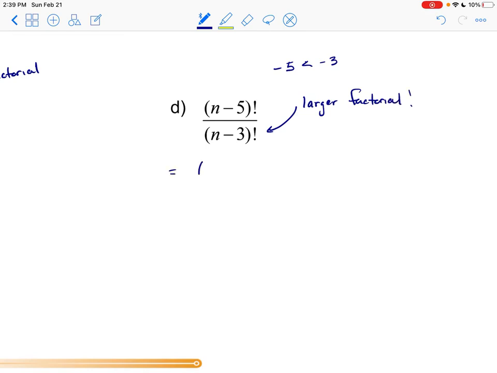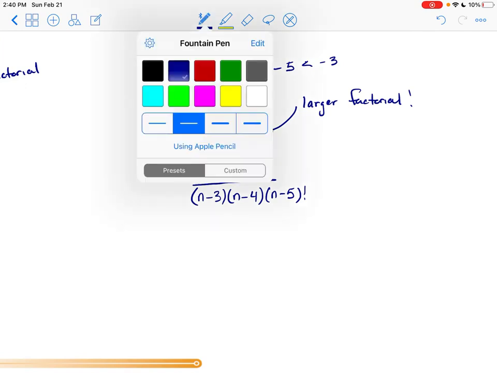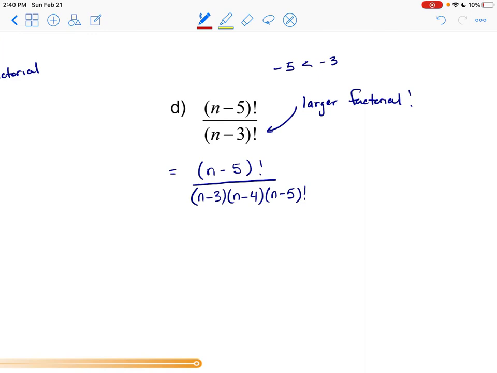Because when we break n minus 3 out, we'll start with n minus 3. The next is going to be multiplied by n minus 3 minus 1. It would be the next one. So minus 3 minus 1 is minus 4. And we keep going that way, getting successively larger, but in the negative direction. So that will bring us to an n minus 5 and an n minus 5. So they cancel each other out, leaving us with 1 over n minus 3 times n minus 4.